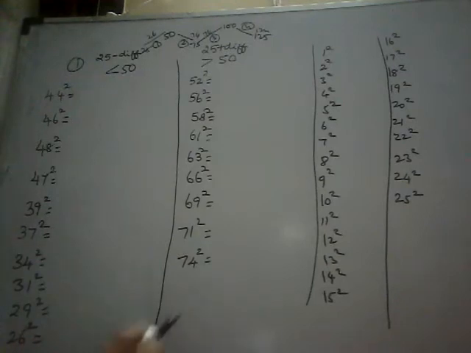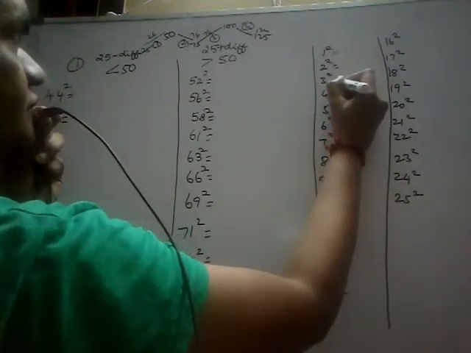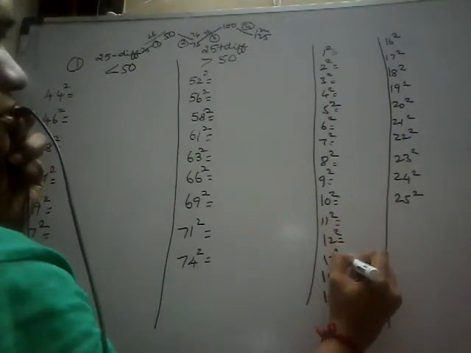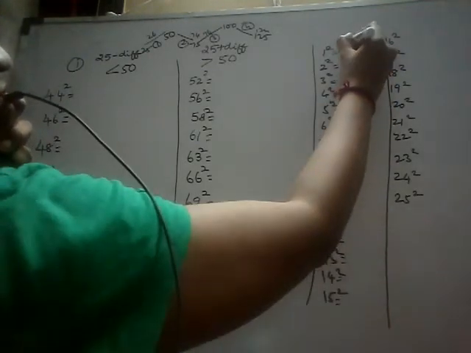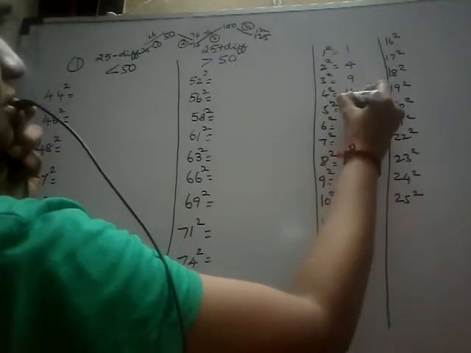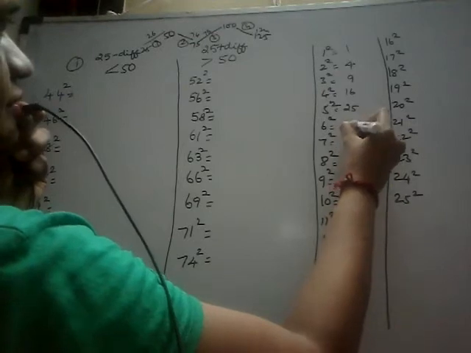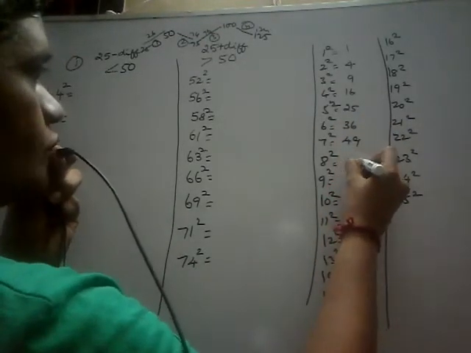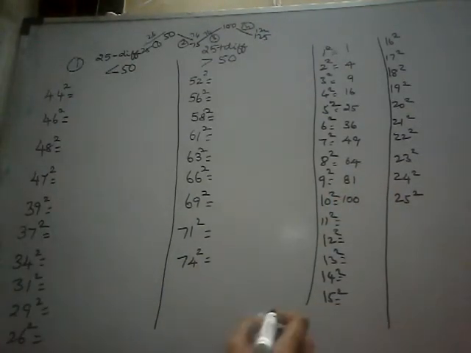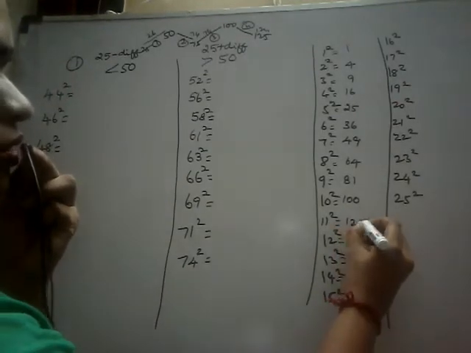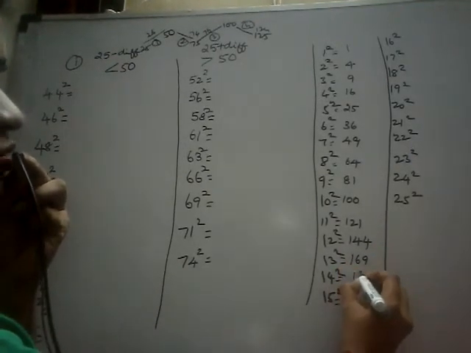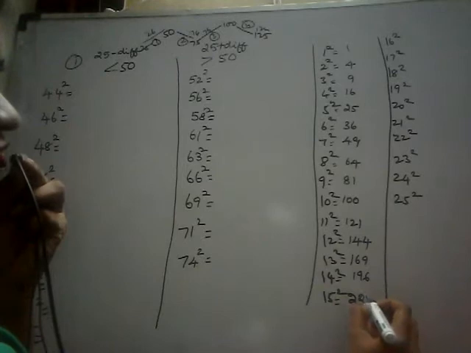So what is the procedure? First, you must know the square numbers up to 25 thoroughly, then only we can do these types of sums. Can you tell me the square numbers? 1 square 1, 2 square 4, 3 square is 9, 4 square 16, 5 square 25, 6 square 36, 7 square 49, 8 square 64, 9 square 81, 10 square 100. Again 11 square 121, 12 square 144, 13 square 169, 14 square 196, 15 square 225.